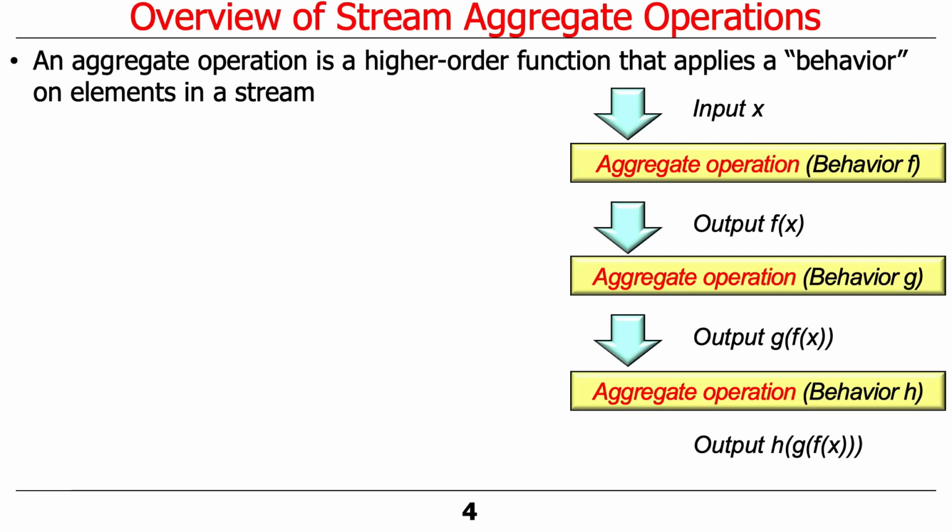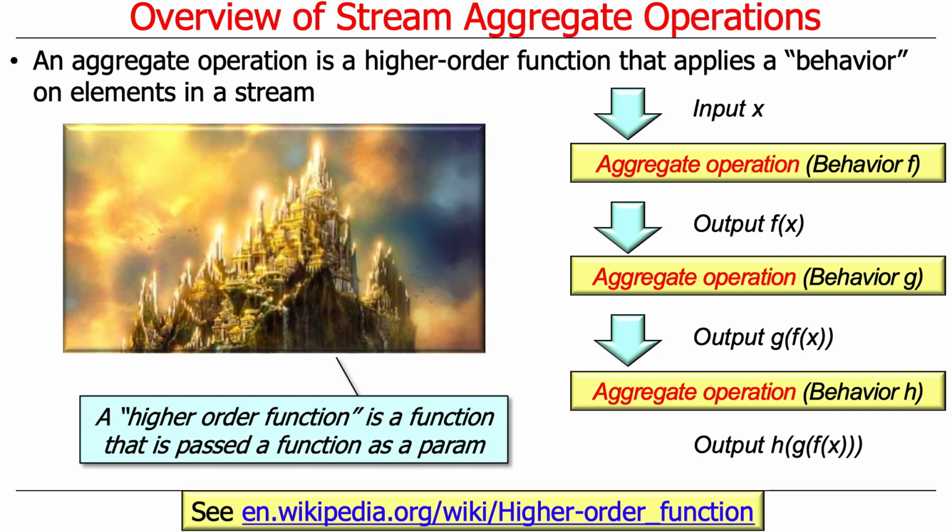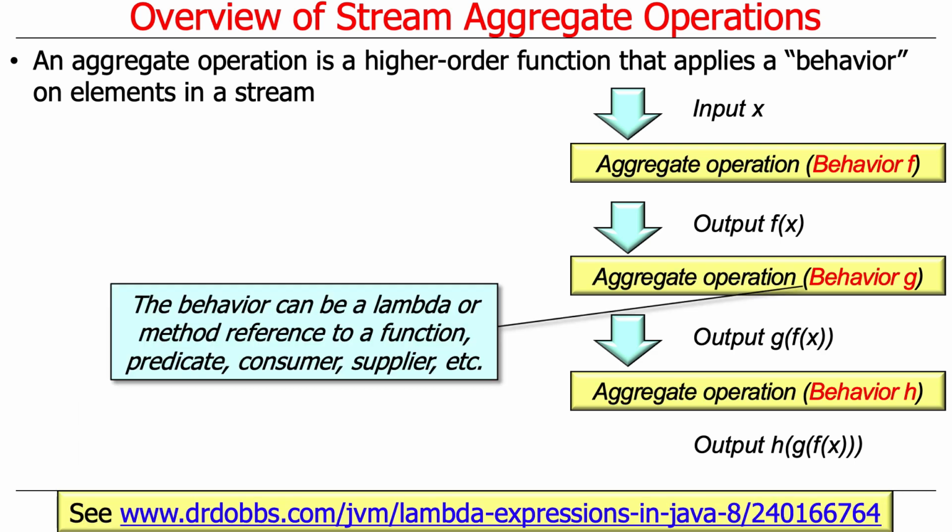So I think I mentioned before, an aggregate operation is a higher order function that applies the behavior to elements in a stream. And a higher order function is just a fancy name for a function that is passed a function as a parameter. So in our world, the aggregate operations are functions, and they're passed these behaviors. The behaviors, of course, will be lambdas or method references to various types of functional interfaces like Function, Predicate, Supplier, Consumer, BiFunction, and all those kinds of things.